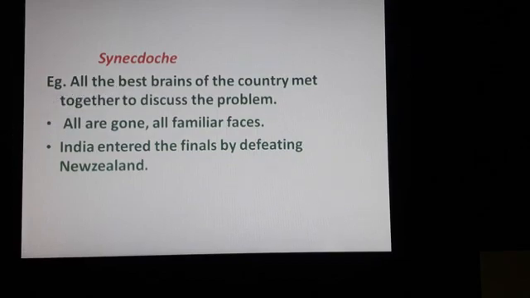the problem. Second again, all are gone, all familiar faces. The faces stand for the part of the body, stand for the whole of person. India entered the finals by defeating New Zealand. Here India stands for not the whole of India, but then how many cricketers are playing, cricketers or footballers or whatever it is, at the most 12 or 13. That stands for the whole of India. Are you understanding? We speak, India defeated Pakistan or India defeated New Zealand, whatever. But then this whole stands for part and the part stands for whole. This kind of sentences, we call it synecdoche.